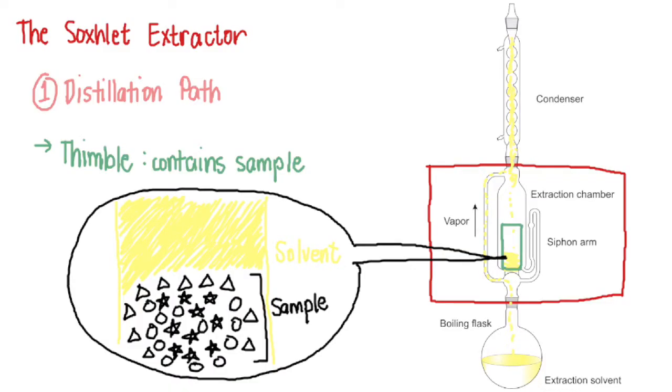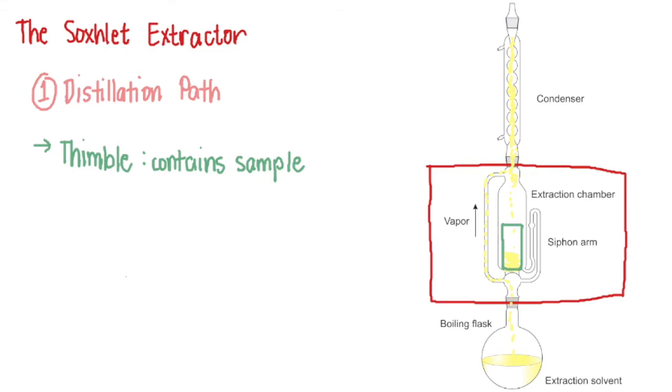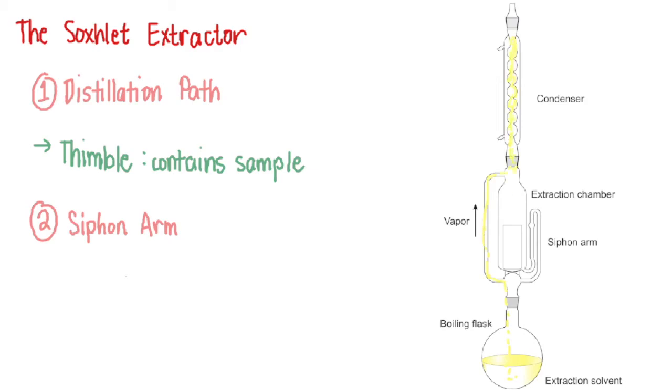All compounds in the sample that can dissolve in the solvent will now dissolve in the condensed solvent that accumulated in the thimble. When its level rises above the highest point of the siphon arm, the solvent, together with the extracted compounds, will be siphoned back to the boiling flask. The process is repeated until the solvent in the boiling flask becomes enriched in the compounds that are desired to be extracted.